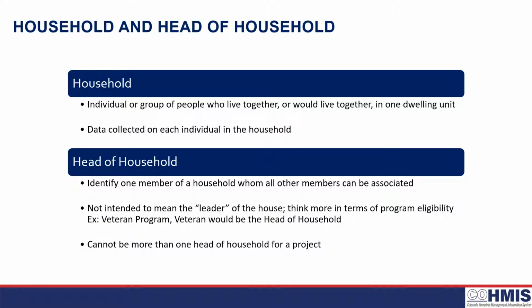The last thing we'll discuss before we go through each of the data elements is household structure. So a household is just an individual or a group of people who live together or would live together in one dwelling unit. And we collect information about each member of the household. One and only one member of the household needs to be designated as the head of household, to whom all other members can be associated.